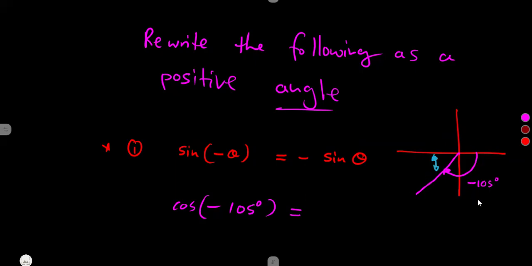So let's go back to our CAST concept. In the third quadrant, it's for tan. So it means our cos there is negative. So it will be negative cos of the acute angle which lies here. So what is the acute angle? We can simply use 180 degrees minus 105, that is 75 degrees, just like that. So it's going to be minus cos 75.